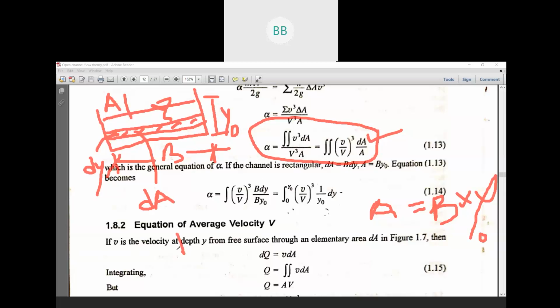And if you find out the small elementary area, that is dA, dA is nothing but the same width of the channel, as the width of the channel for that small elementary area, and the whole cross section area will be the same as it is a rectangular channel. So B into dy, that is the area for that small elementary area.